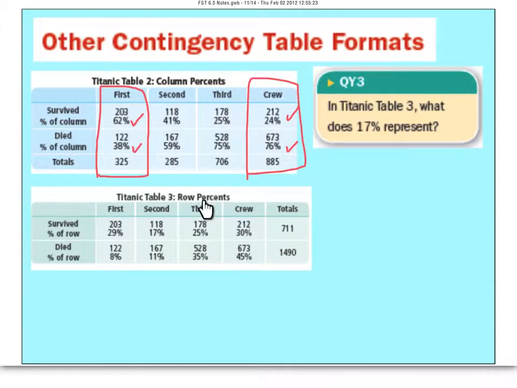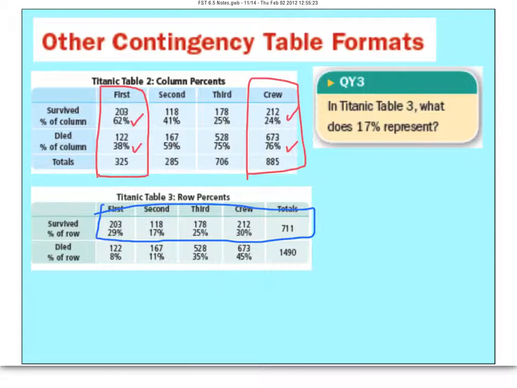Now the second one here is a row percent, so let me show you. If we look at the row, there are 711 people in total in this row. How did they get 30%? Well, 212 divided by 711. They did that for all of these. If you add up all four percentages, it will be 100%.